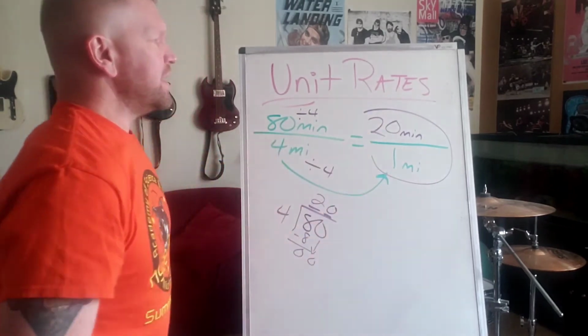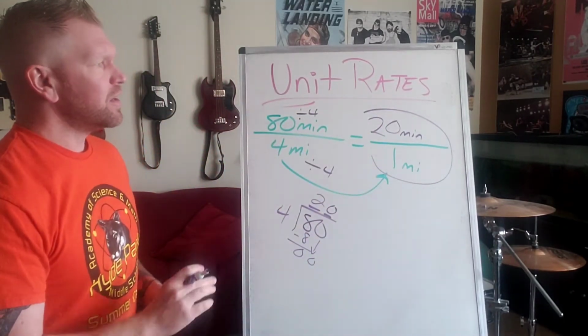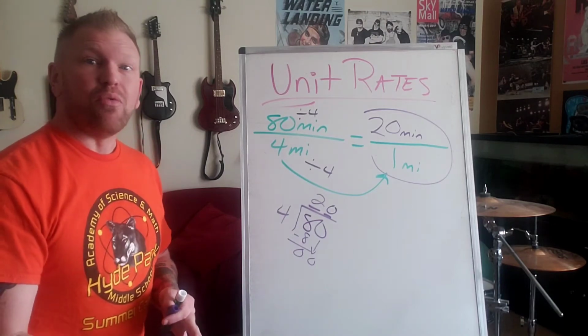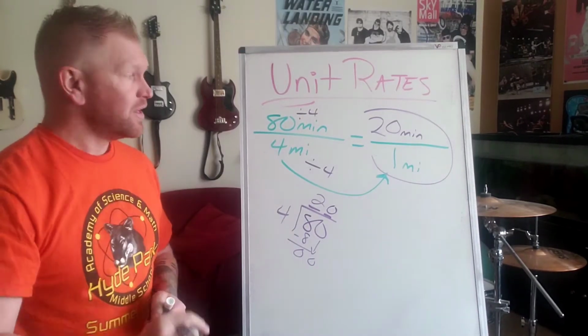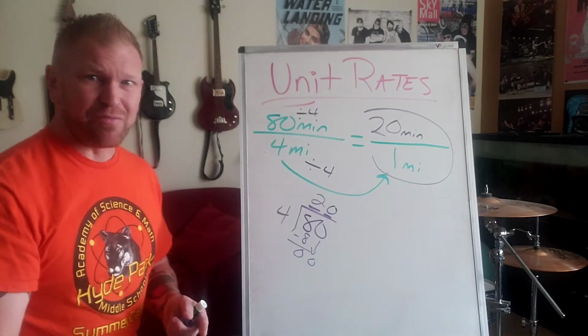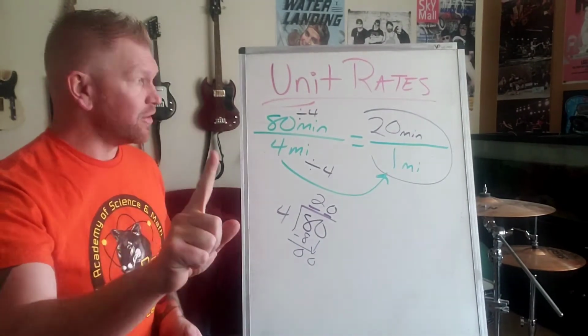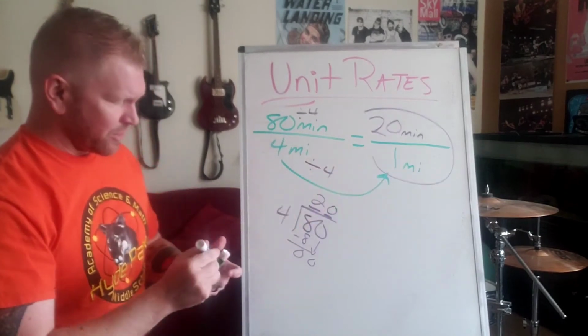All right, so that tells me I was walking at a rate of 20 minutes per mile. Notice that word per. When you say per, that means for 1. So not for 4 miles, not for 5 miles, not for 10 miles. When you say per mile, that means for 1 mile. 20 minutes per mile. Pretty good.